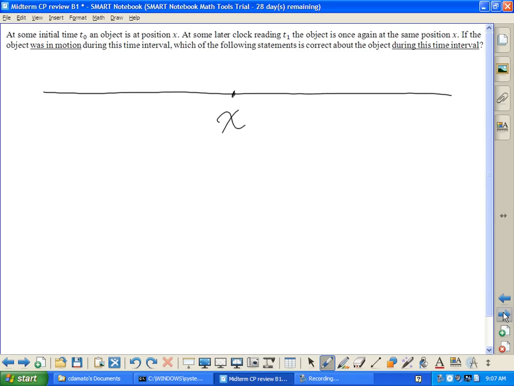Let's see. If it's here at time 0 and it's moving, well, let's see. In between, it has to move, so maybe it moves here. And then later, it comes back here. What might the motion diagram look like? Well, if it goes out here, it's got to come back. And it could have done anything in between.